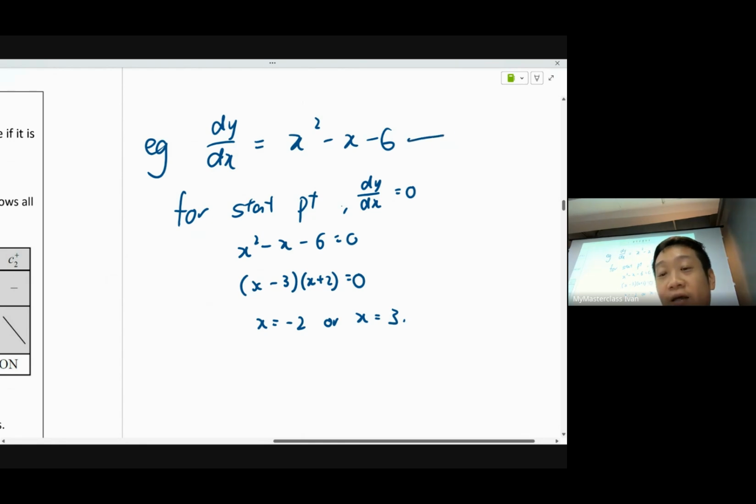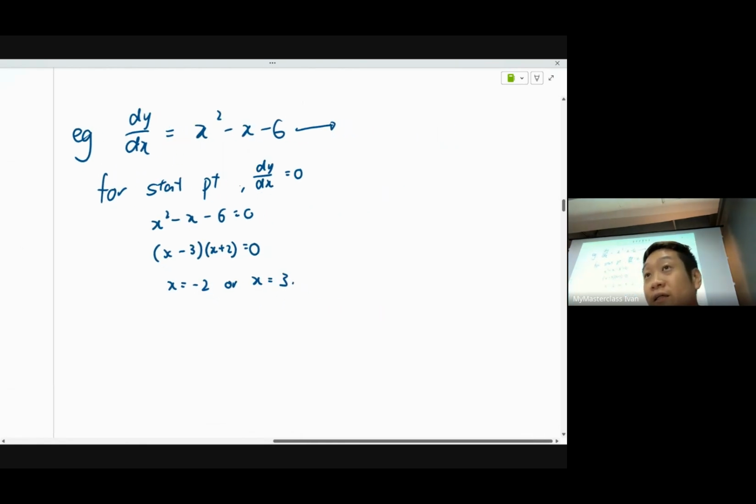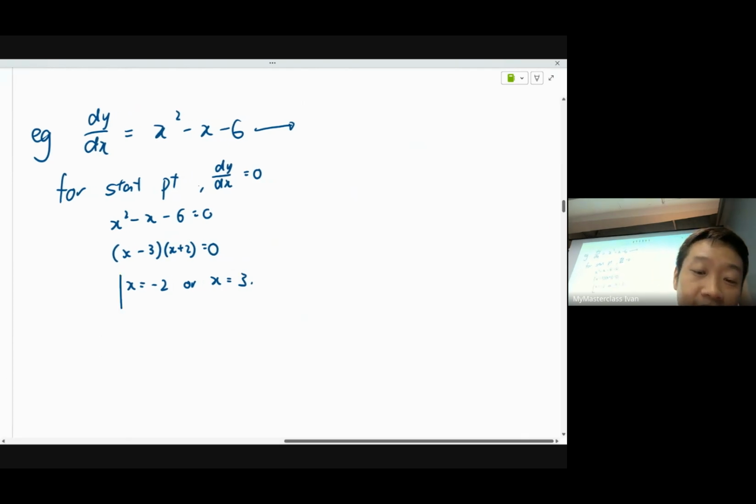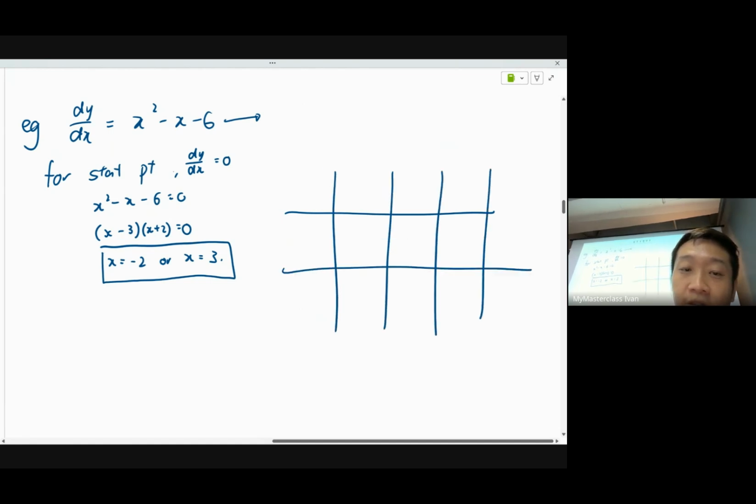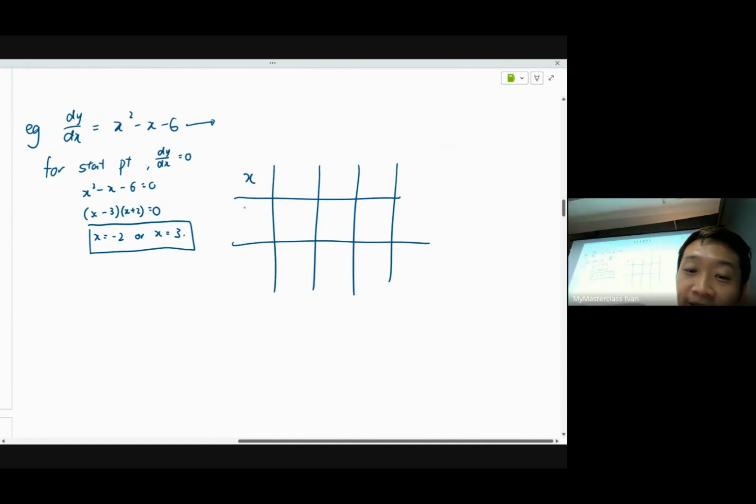Obviously, for this one, is it easy to do the second derivative? Yes, right. Then you go and do the second derivative. But do you think a question like that will come out? No, right? Sometimes it will be implicit differentiation, like what we did last week. But if you have two coordinates and you want to find the nature using the first derivative test, you can do this. Look here. Remember, the first row is always the x, the second row is the dy/dx, the third row is the tangent.